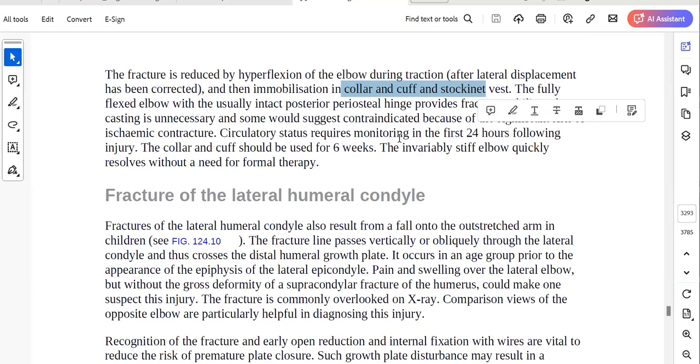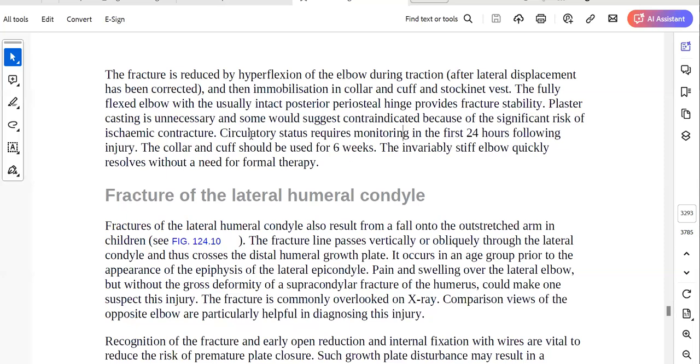Because there is already a risk of ischemia, you don't put this patient on any kind of plaster casting. Even though it is a bad fracture, you don't put this patient in a cast, because plaster cast sometimes can increase the risk of this ischemia.